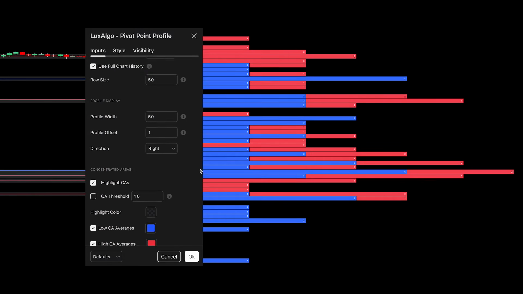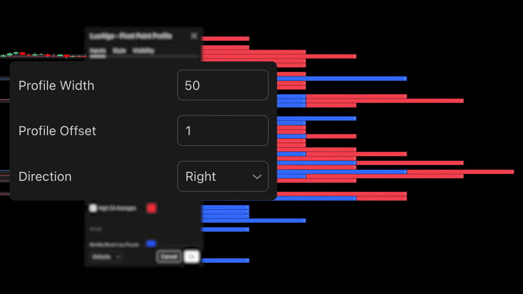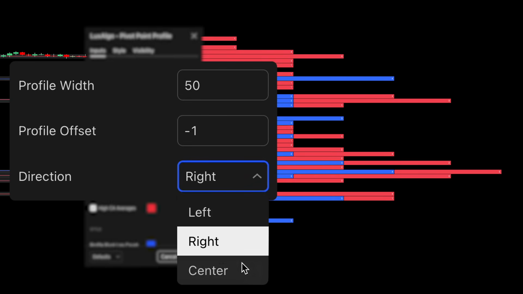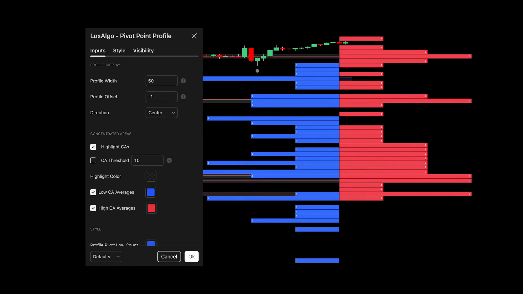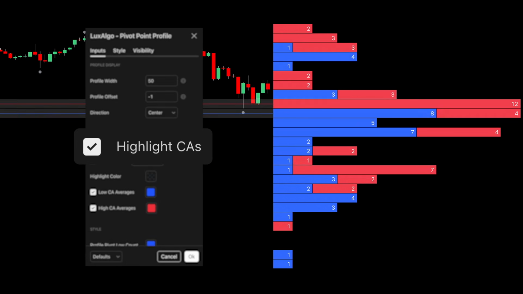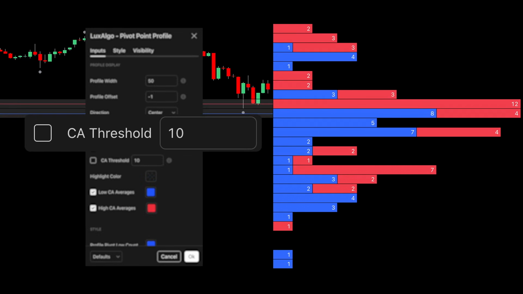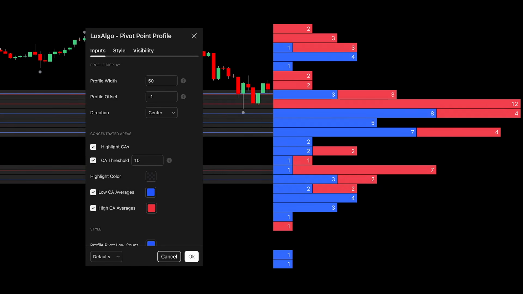In the Profile Display section, you can adjust profile width and profile offset to fit your layout preferences, and choose where the histogram renders, right, left, or center relative to price. Enabling Highlight CAs turns on shading for concentrated areas, the most active price levels. Leave CA threshold off to auto-highlight the strongest support and resistance zones, or set your own minimum count to manually define what qualifies as significant.